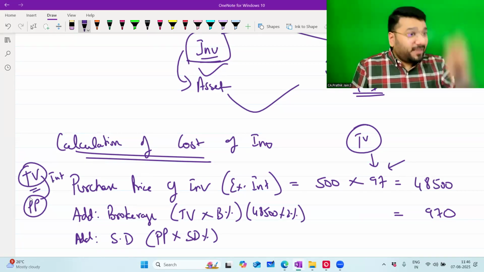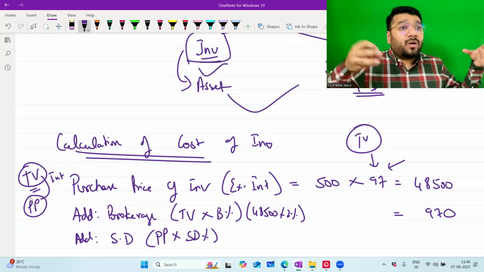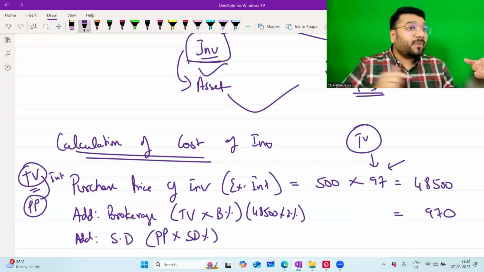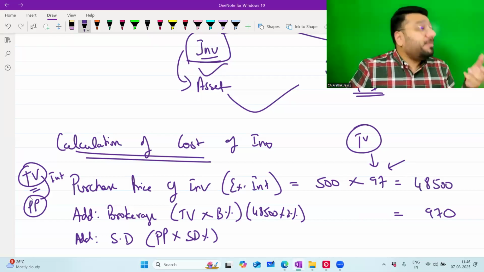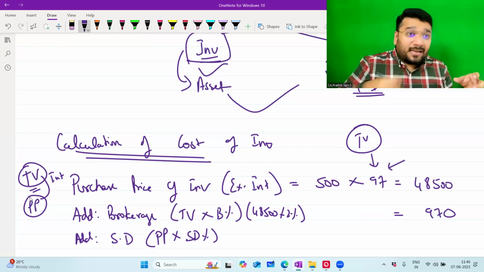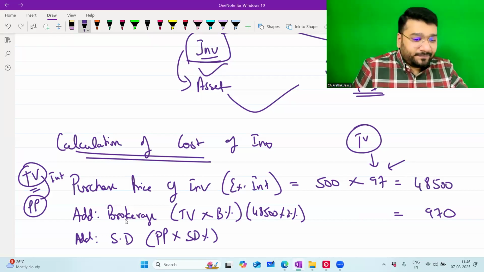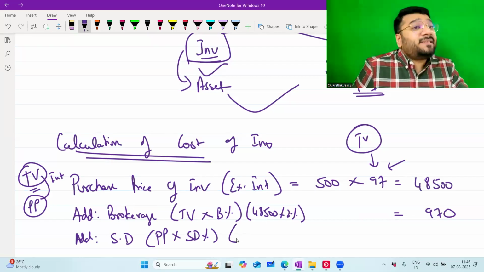So don't panic. If something is not understood, it is okay. I am trying to connect the dots. I've put a lot of dots here, and I'm trying to connect them. Some things could have been missed by you in this question. I'll cover it in the upcoming questions. So don't panic.